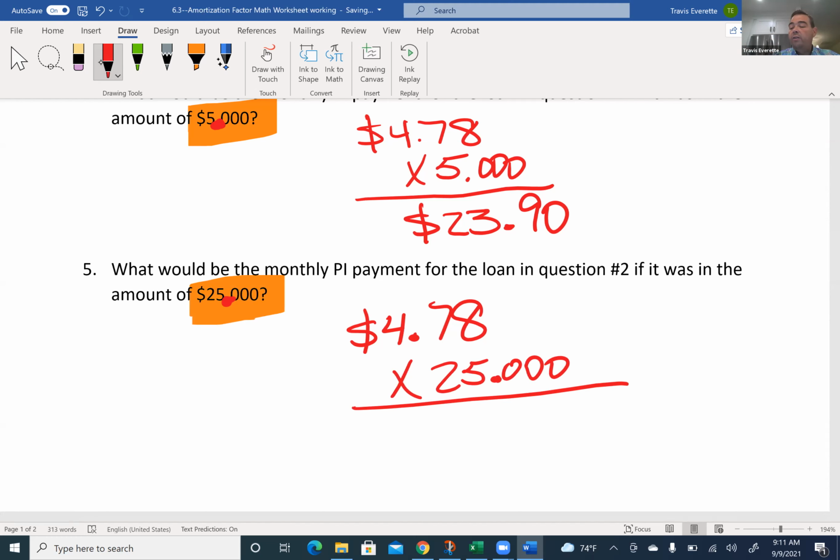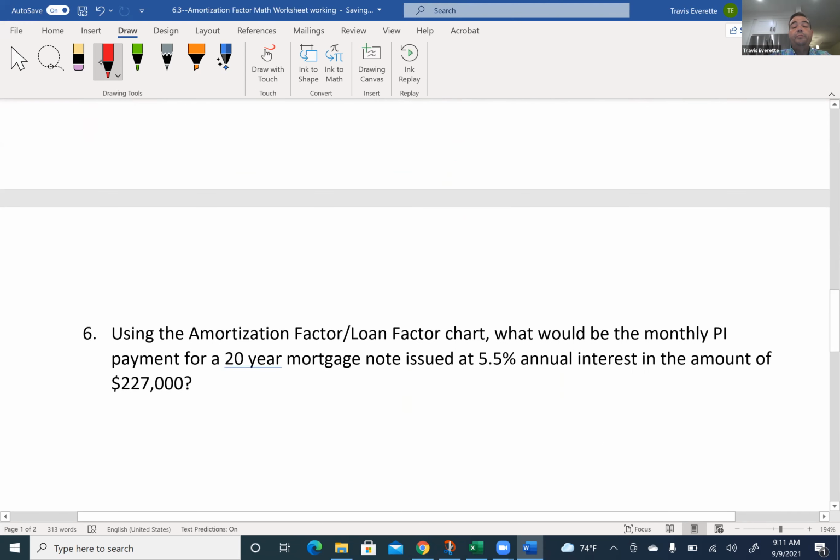So $4.78 times 25.000. That is a monthly payment of $119.50. And that's if we borrowed $25,000. Obviously, the more you borrow, the more your payment's going to be. It makes sense. And so for every additional $1,000 we borrow, the monthly payment's going to go up by another $4.78. Hopefully, you're starting to see that by now.